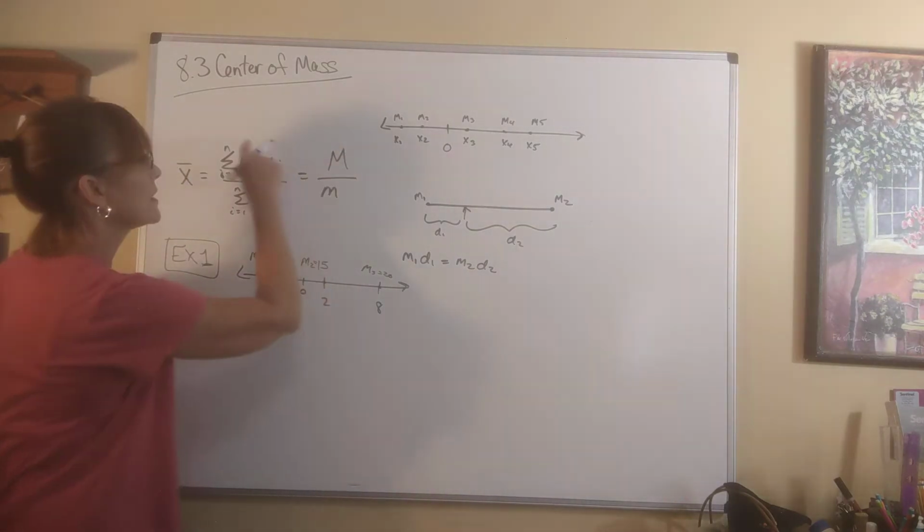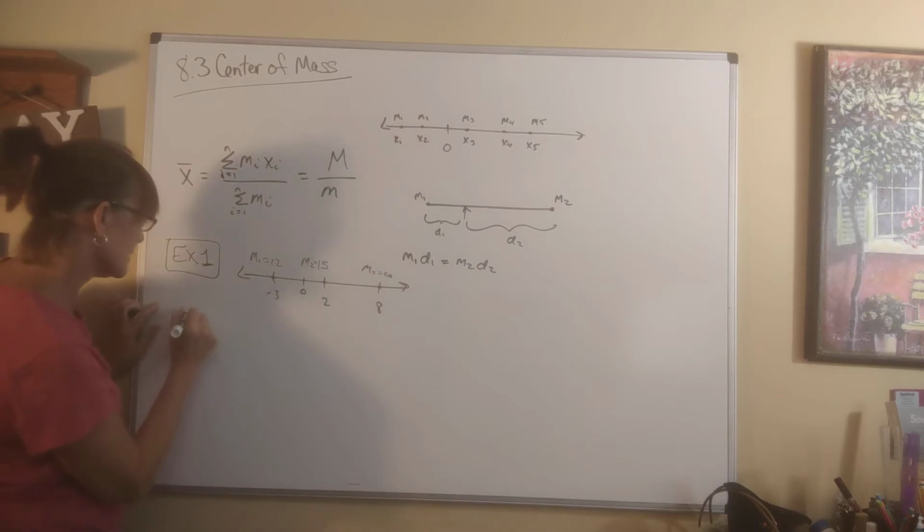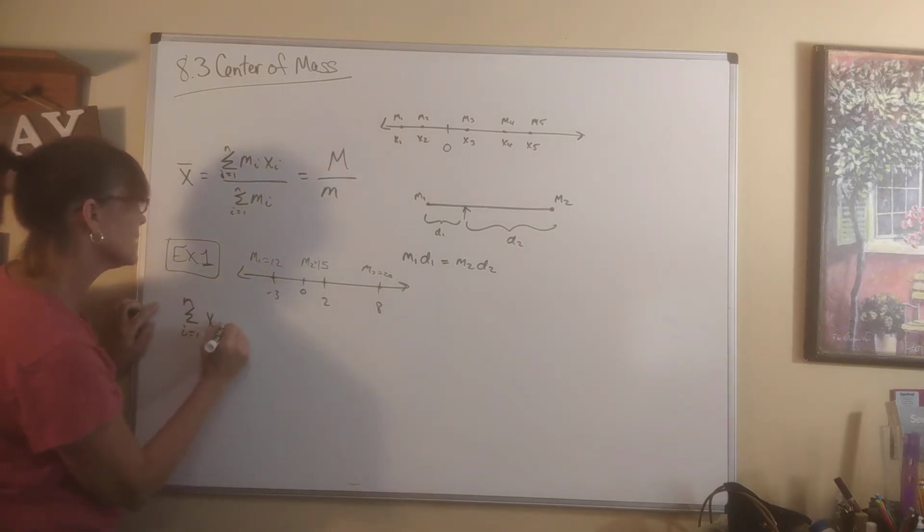So first let's calculate M. What that is, it's the sum from i is 1 to n of m sub i times x sub i, right?